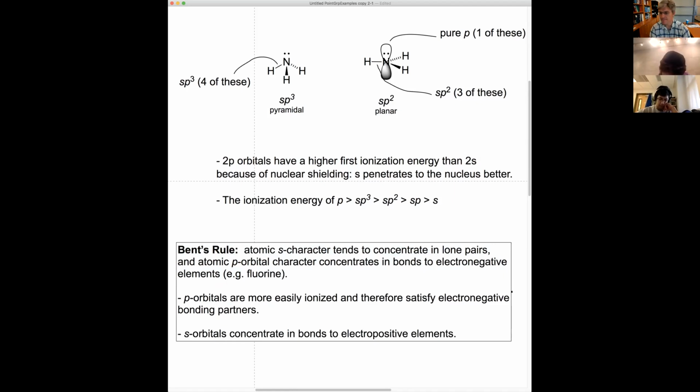And why is that? Because the nucleus of the atom that's using its s orbital can better stabilize the electron pair. It's almost like it becomes more electronegative if it uses an s orbital. So it concentrates an s orbital in a bond to an electropositive element because it's a better arrangement of charge in the molecule.